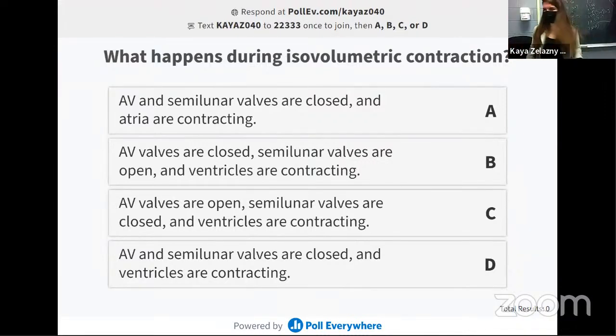Quick sort of checkpoint question. Thinking about isovolumetric contraction, what was going on?